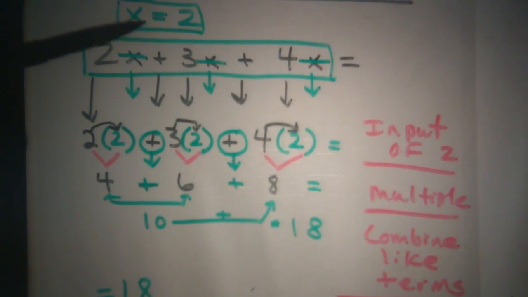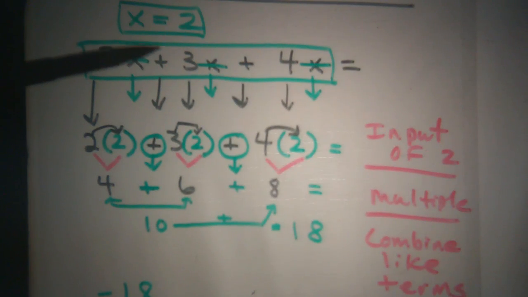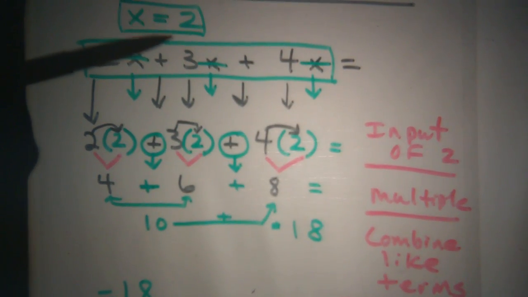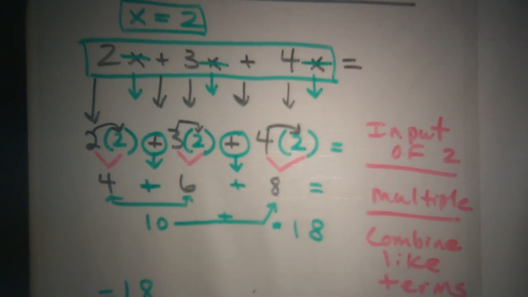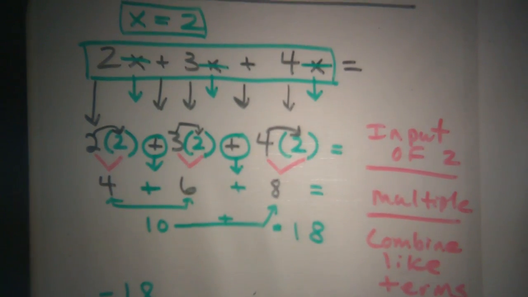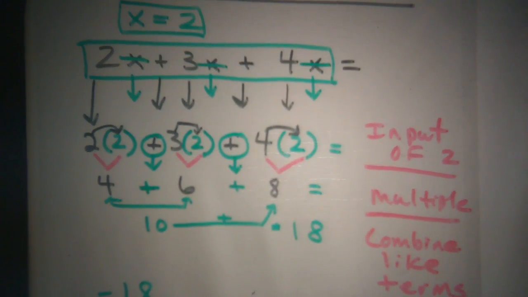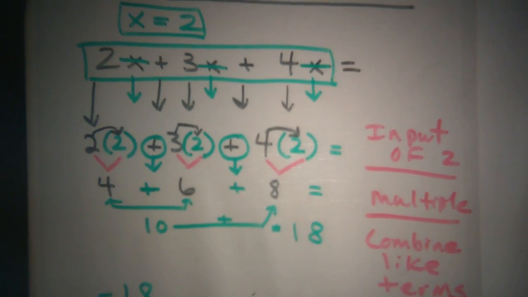X is not always going to be 2. X can be any number. It's an infinite amount of numbers that can stand in for your variable. But that's why we have these, because in this situation, we just said today x equals 2. So that's how I solved it.